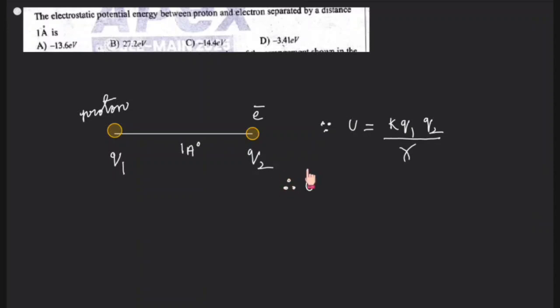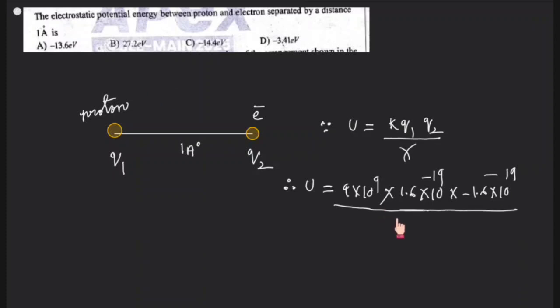So therefore U equal to K, which is 9 into 10 power 9, and Q1 is 1.6 into 10 power minus 19, the charge of a proton, into minus 1.6 into 10 power minus 19, by the distance. The distance between them is 1 angstrom, therefore I can write 10 power minus 10, right? But that will be in joules. Now you have to convert that into electron volt.